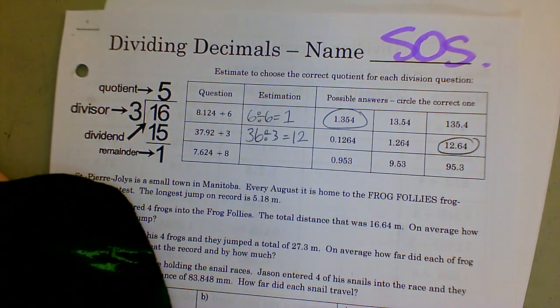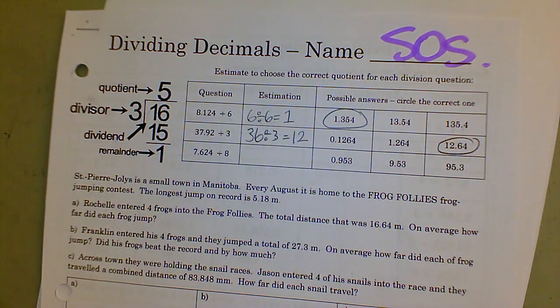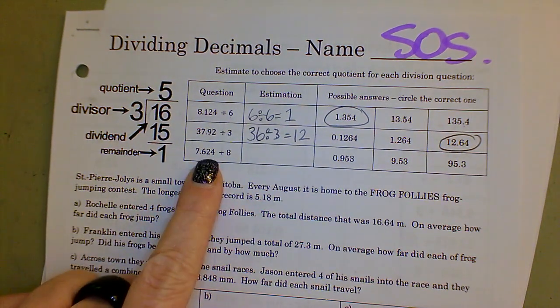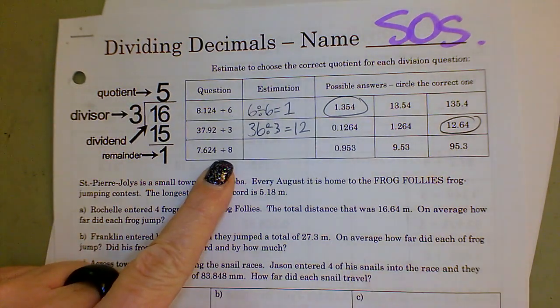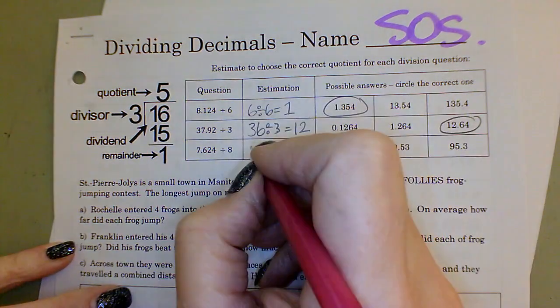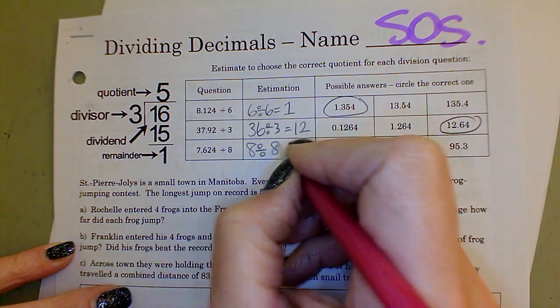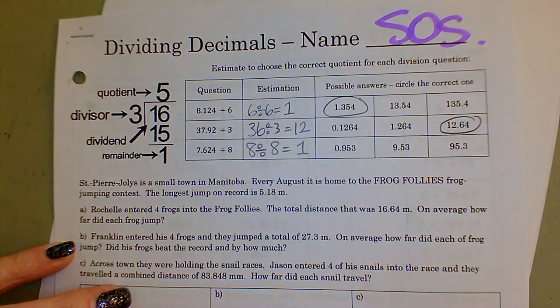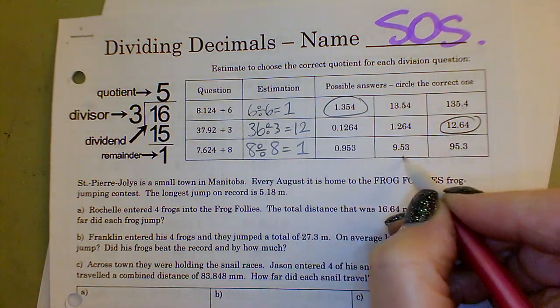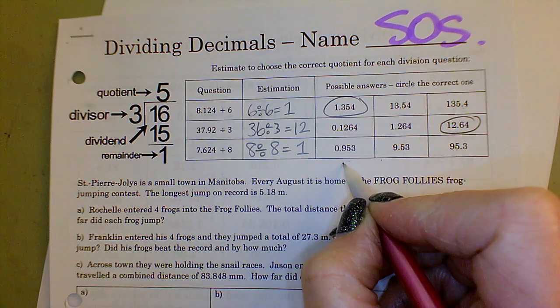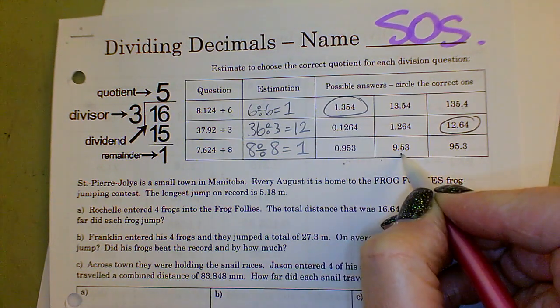All right. So now I've got 7.624 divided by 8. So I need a number that's going to be divisible by 8 that's closest to 7 as possible. 8. All right. And all these do is help me figure out whether my answer is going to be reasonable, right? And I need a number that is closest to 1. Well, 9.53, but look at this one.